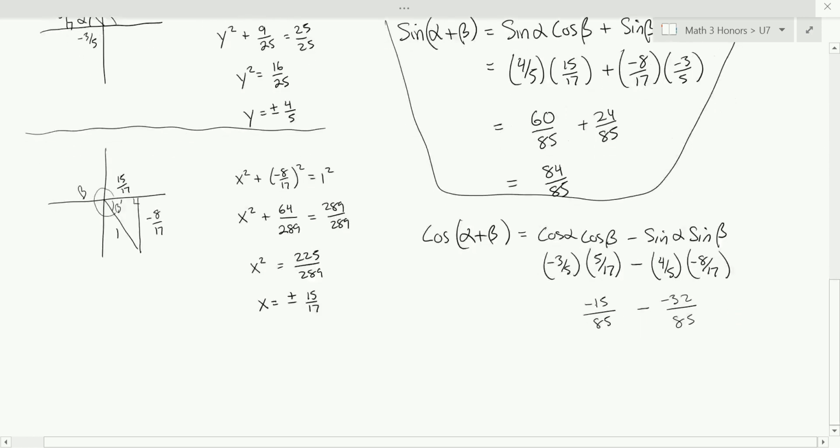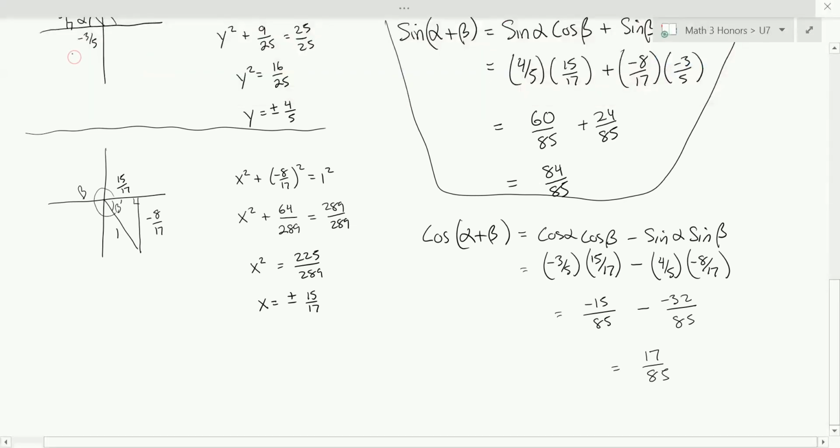So what is negative 15 plus 32? 17. So we get 17 over 85. And what's important here is it's positive. Question? Maybe. Oh, it should be 15 over 17, not 5 over 17. I copied that down wrong. Thank you. So that's going to change it a little bit.